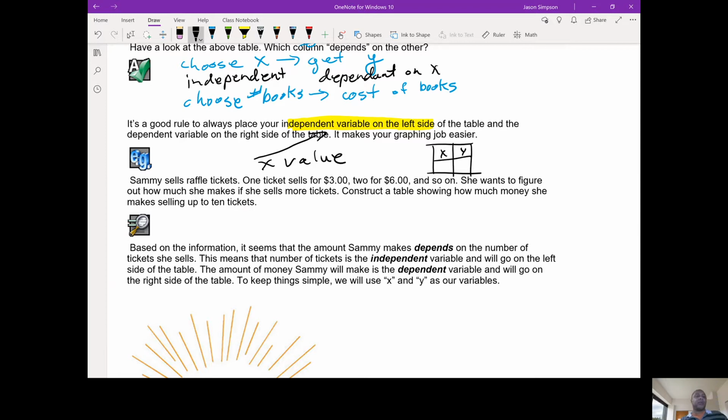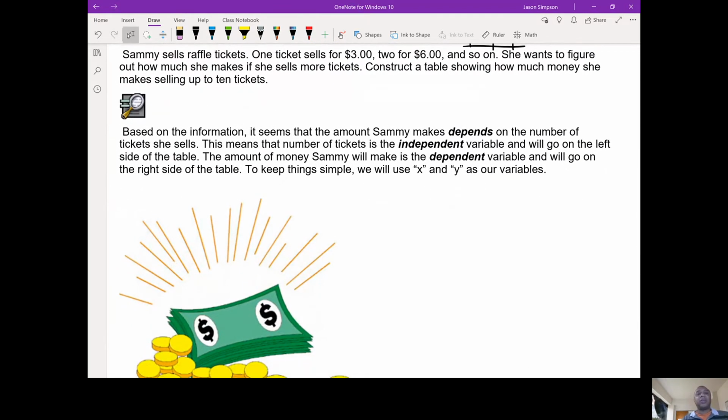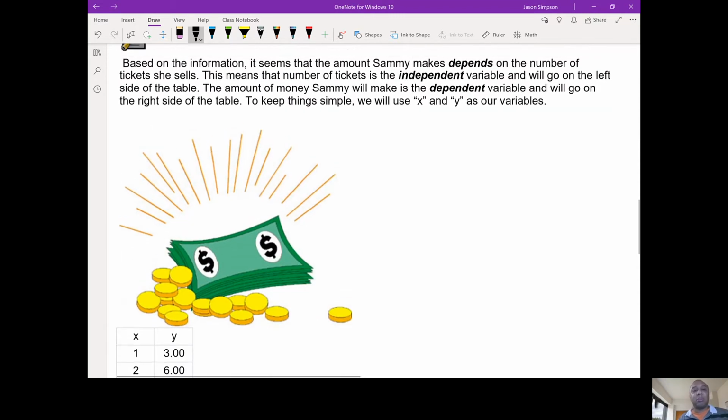Okay? All right, so here's an example of a problem that I want you to kind of consider. Sammy sells raffle tickets. One ticket sells for $3. Another ticket sells for, you guessed it, $6. So 2 sells for 6, and so on. Now, Sammy wants to figure out how much money she makes if she sells more tickets. We can construct a table to show how much money we're going to make. Now, let's do that.